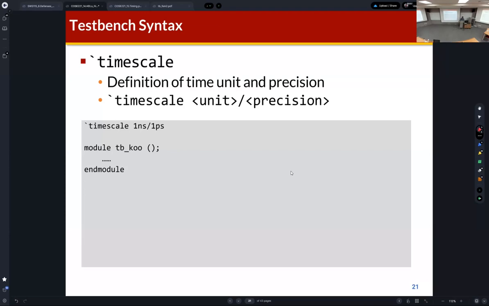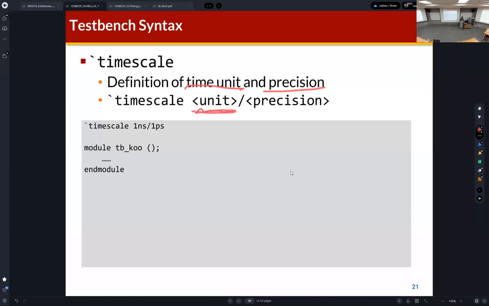Okay, so the first syntax is the timescale. I already explained the timescale, because this is hardware design, so we need to consider timing or delays of our design. It means that we need to specify the unit for timing in our design. The timescale defines the time unit and precision of our timing. I believe I already explained the timescale. So we can define the time unit like this.